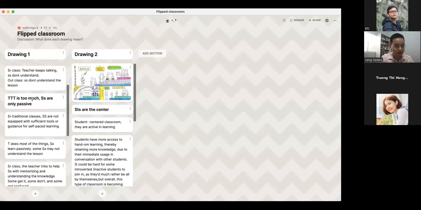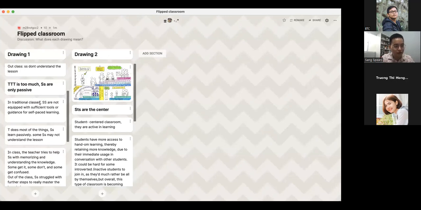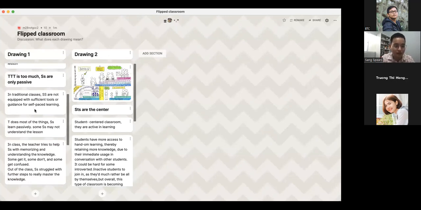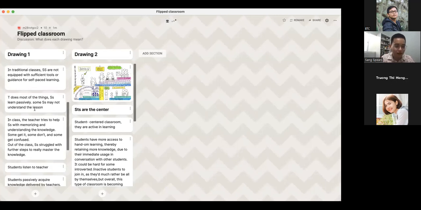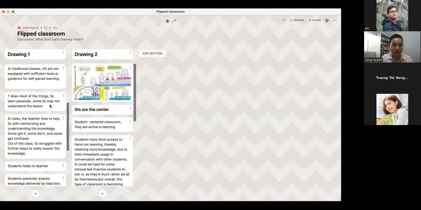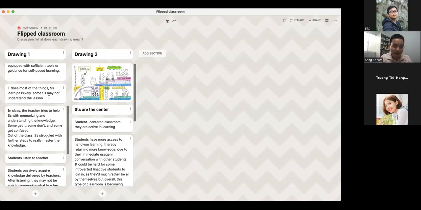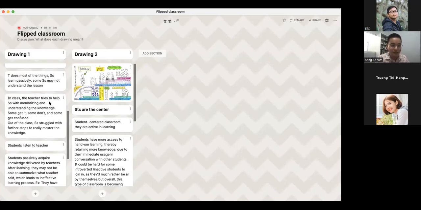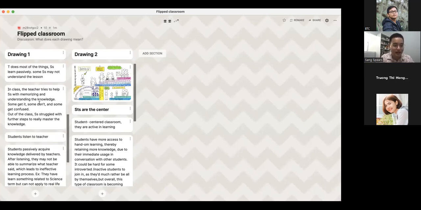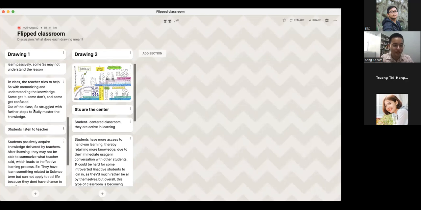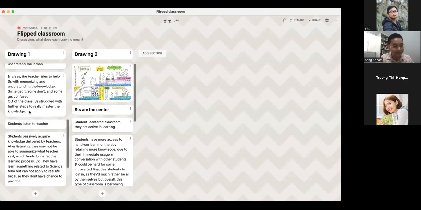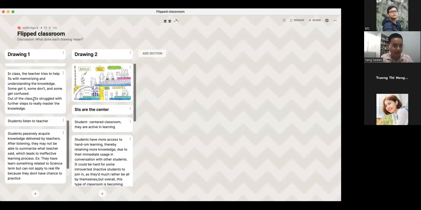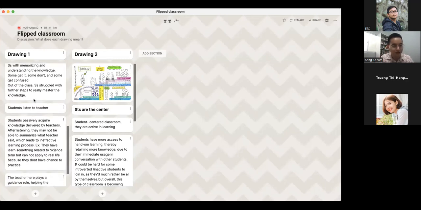TTT is too much, students are only passive. In traditional classes, students are not equipped with sufficient tools or guidance for self-paced learning. Teachers do most of the things, students learn passively. Some students may not understand the lesson. In class, the teacher tries to help students with memorizing and understanding the knowledge. Some get it, some don't, some get confused. Out of class, students struggle with further steps to really master the knowledge. This is what I have been enjoying so far. Thank you. But I treasure the others as well.